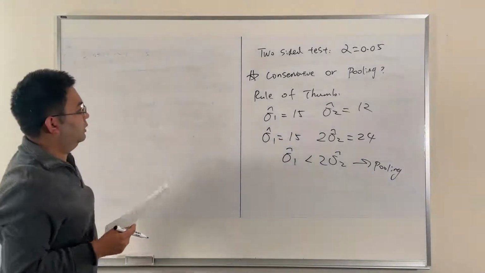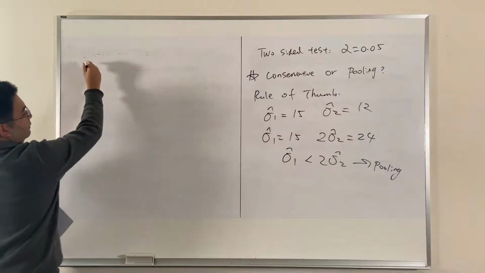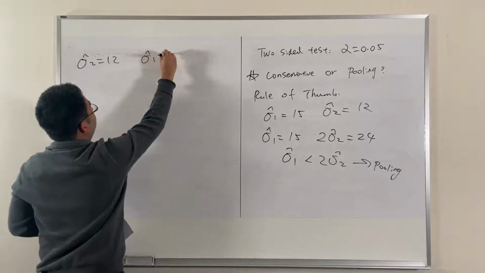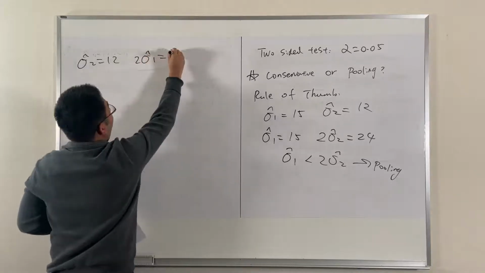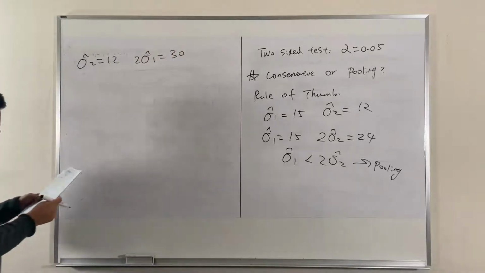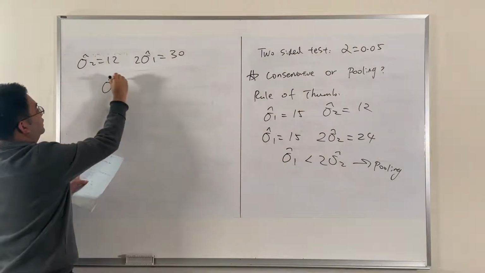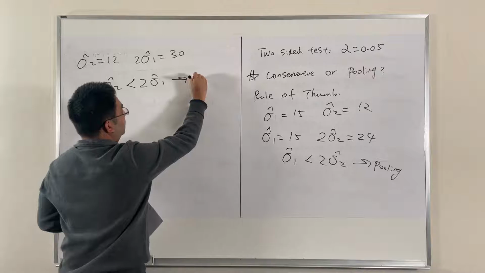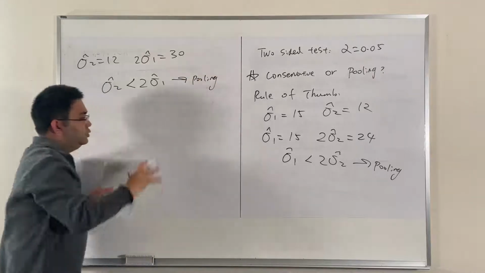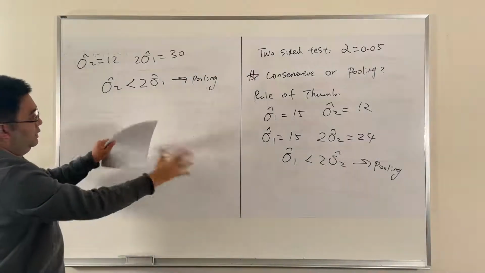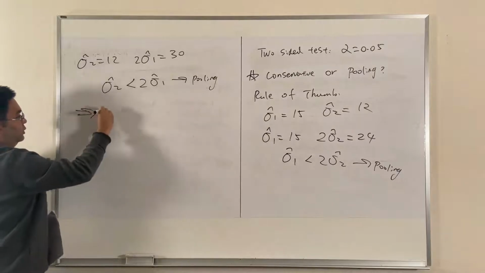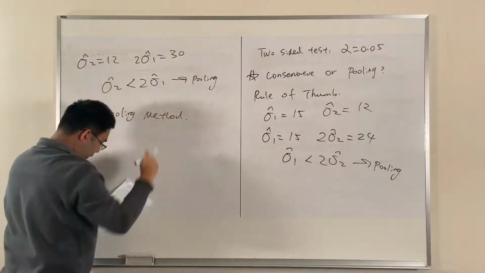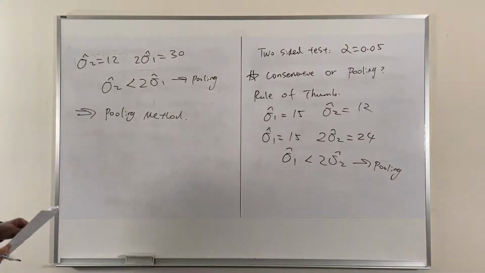Now, I'm going to keep sigma 2 hat equals 12, and then 2 sigma 1 hat equals 30. So again, sigma 2 hat is less than 2 sigma 1 hat. This gives us pooling, so the decision is pooling. Since both decisions say pooling, here we're going to use the pooling method.